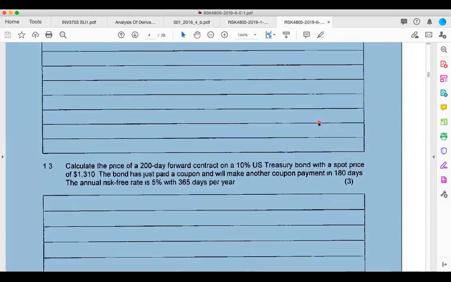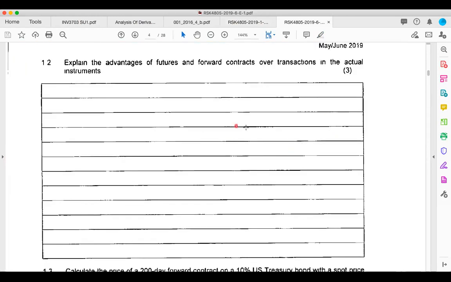So this is just an example of a question. You could come across a question like this: Explain the advantages of futures and forward contracts over transactions in the actual instruments. Here we're being asked, let's say you want to buy shares in MTN in 3 months from now. Why would it be more to your advantage to use a future or forward contract rather than actually conducting your transaction in the contract today?